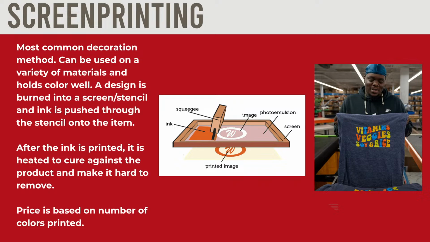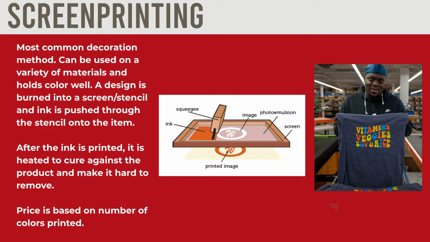Each of those screens is used to determine which color is going down. So if you've got a blue and a red logo, then you're going to have a blue screen and everything that needs to be blue is going through that screen. And you're going to have a red screen and everything that needs to be printed in red is going to go through that screen. So after the ink is printed, it's cured to make it hard. And so that makes it hopefully stay on those shirts pretty well, whatever design you're going to be doing. In this instance, we're talking about screen printing.